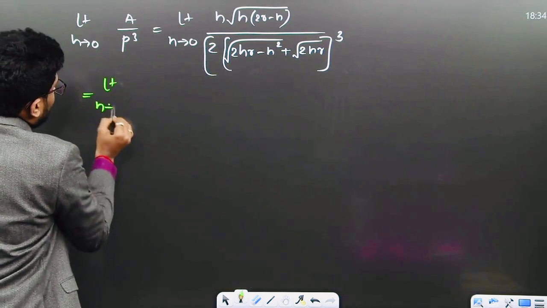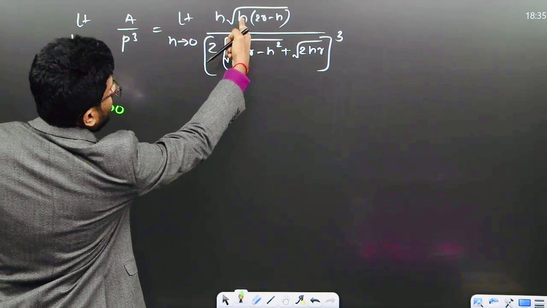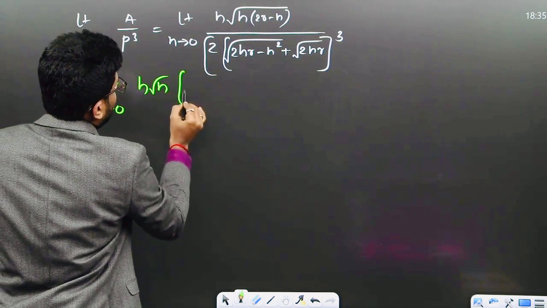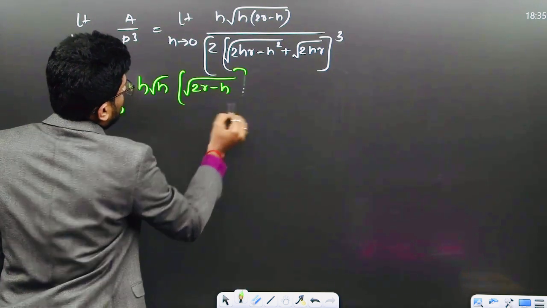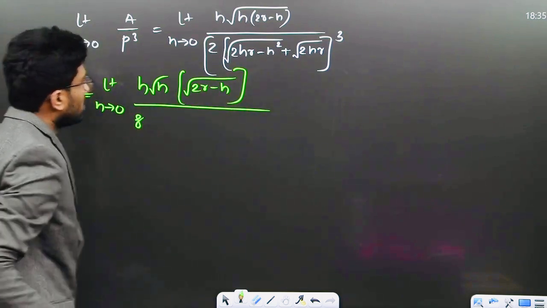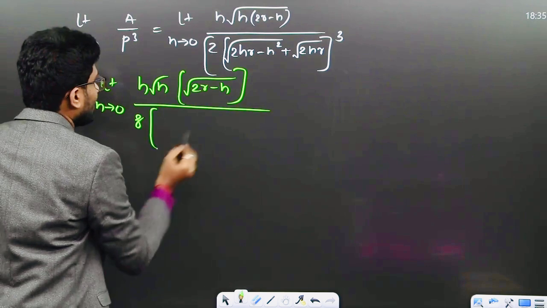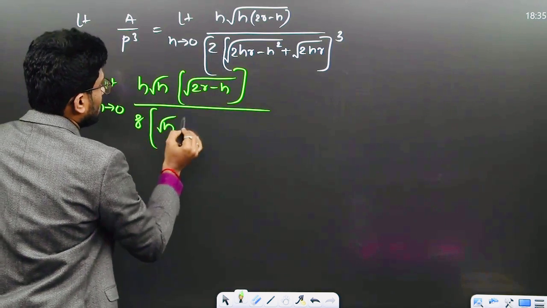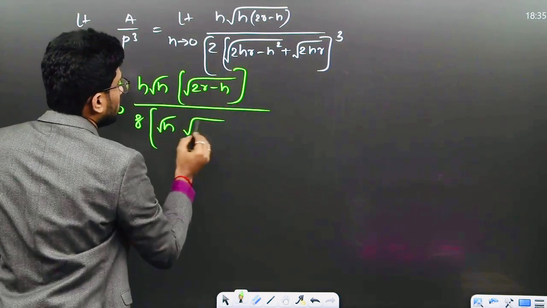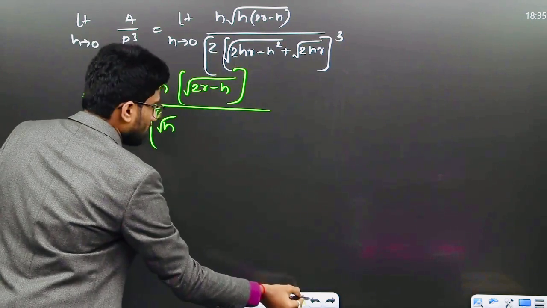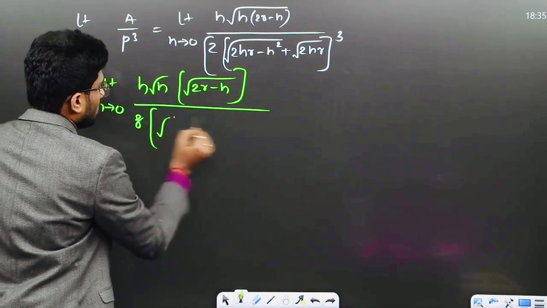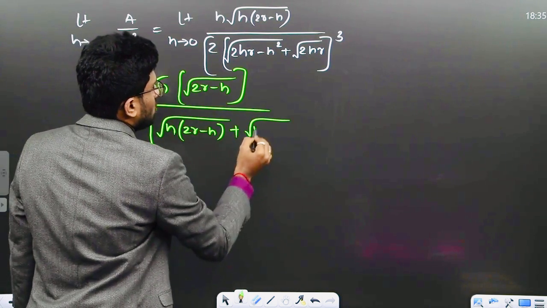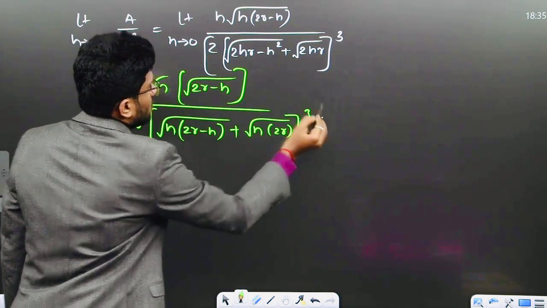Limit H tends to 0. I try to take even H out here. Then I get H times root of H times (2R minus H). Okay, that's fine. 2 cube will be 8. Now inside I try to bring root H out. So I get root H times, if I take H out, H common, (root of 2R minus H plus root of 2R) whole raised to power 3.